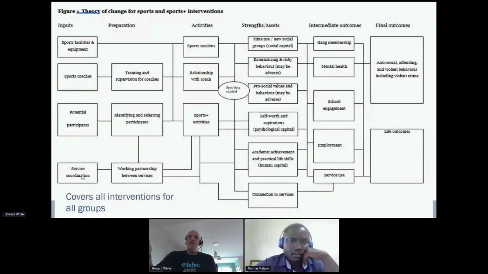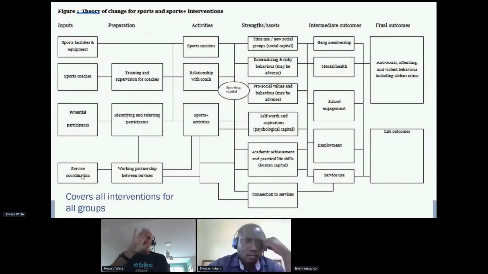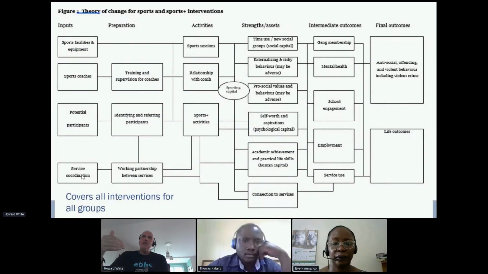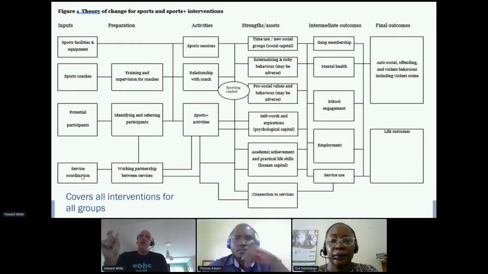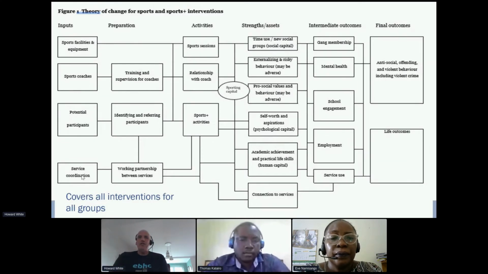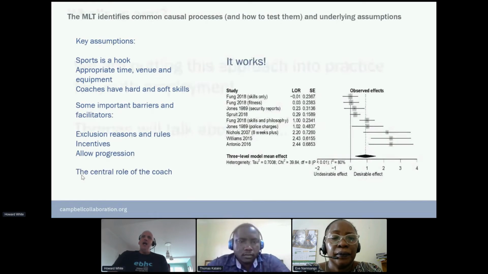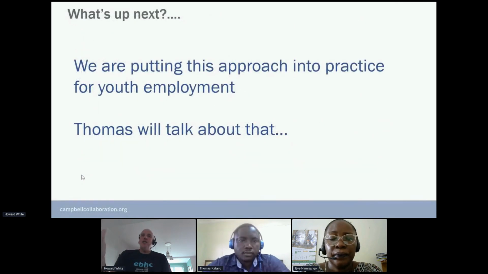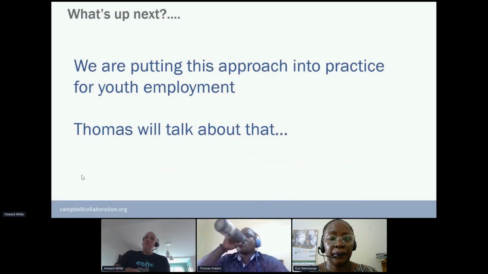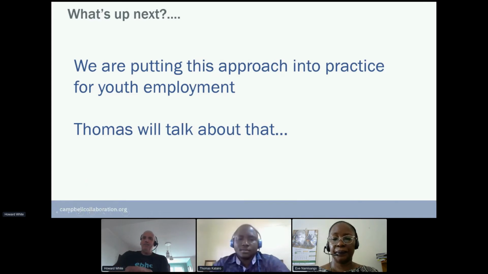Here's our overall theory of change. This is my last slide. I'm not going to go through the detail because of time. You can pick out in this theory of change different interventions that we have under sports and what's called Sports Plus, and the causal processes that they operate on, which are different for the different interventions. Okay, so I'll skip that slide. Just to say, sports does work. So we're putting this approach into practice for youth employment, and Thomas is going to talk about that. Thank you.